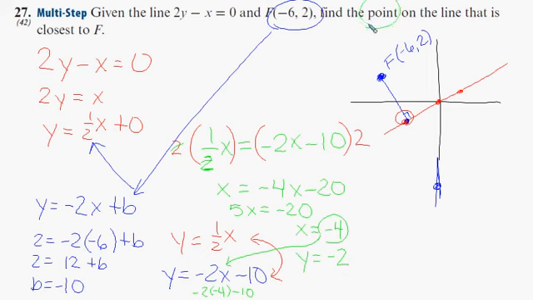So find the point on the line that is closest to F. That point is -4, -2. This point right here is -4, -2. Now, if it would ask me to find the distance, this blue line distance, I could use this coordinate and this coordinate to help me find that distance using the distance formula. It did not ask me to do that. All it asked me to do was find the point, so this is my final answer.